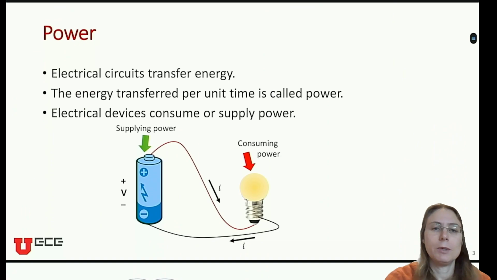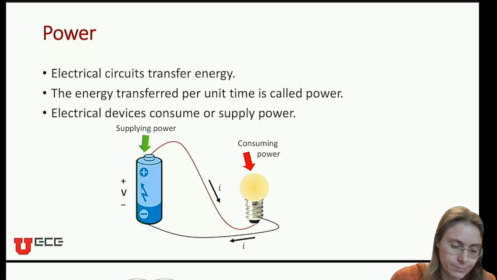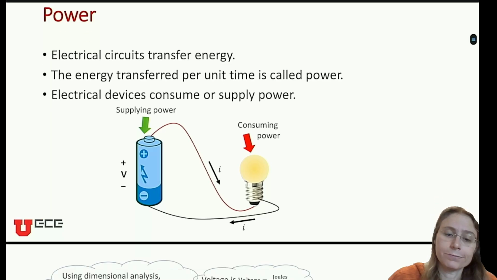So if you remember from the first day, we had some cartoon drawings before we learned circuit schematics with a battery and a little incandescent light bulb. And so overall, we can think of circuits as transferring energy. So the battery in this case is supplying the power or the energy, and the light bulb is consuming power and energy. And the energy transferred per unit time is called power. And the power is transferred through current and voltage.